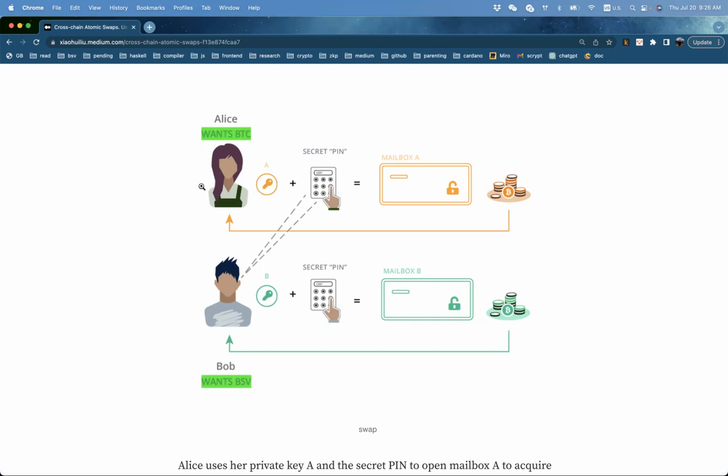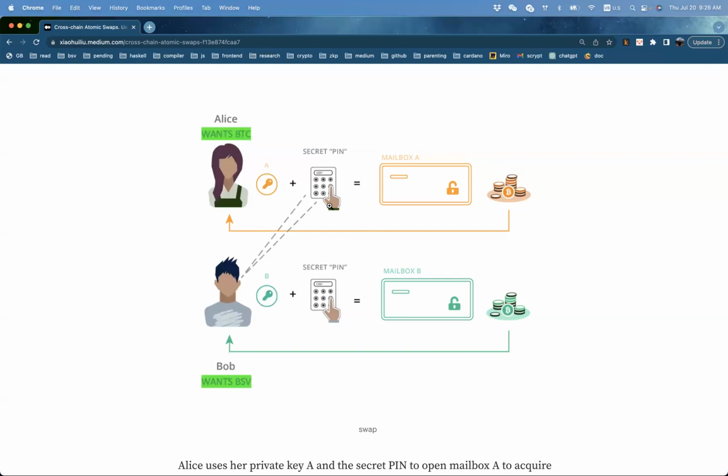Yes. So once Alice opens her mailbox, as I said earlier, the PIN is going to be revealed on the blockchain. Because the blockchain is open and public, Bob observing this can use the same PIN to open this hash lock and then use his private key. He can retrieve the coins that Alice deposited. The connection here is they have the same PIN, and there's no way Alice can open this without revealing the secret PIN.